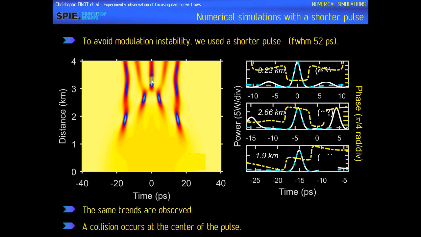is we reduce the temporal duration of the pulse, and we will only consider a pulse with around 5 to 10 picoseconds of duration. And if we run again the numerical simulation, we can see that the same trends are observed. We have Peregrine-like waves, and even at the stage of the collisions, when the various nonlinear structures collide, we observe a temporal intensity profile that is very close to the typical Peregrine wave.